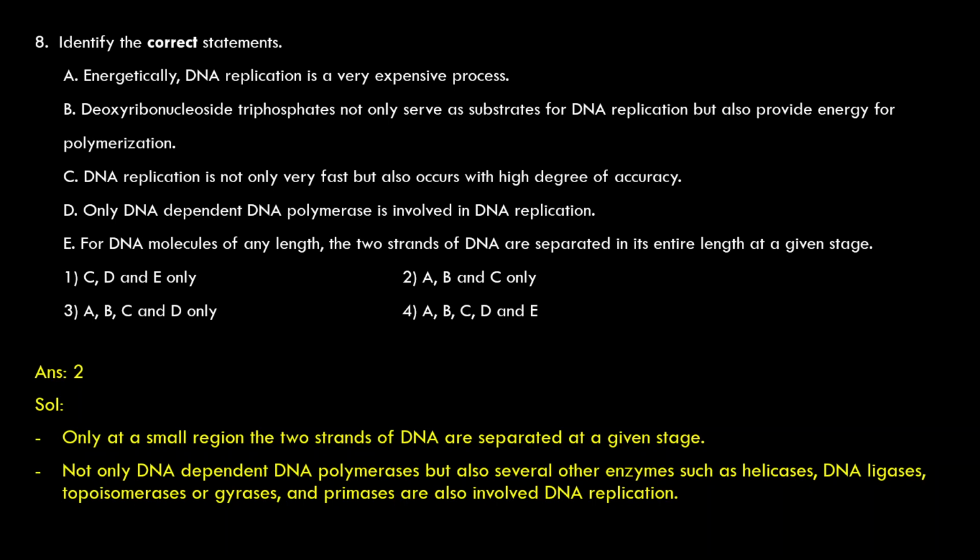For DNA molecules of any length, the two strands of DNA are separated in their entire length at a given stage. No, only a part of the DNA is separated, not the entire length at a given stage. It goes on being gradually separated. On one side there is replication, on the other side separation takes place. So E is also wrong. A, B and C are correct. The second option must be the correct one. So only at a small region are the two strands of DNA separated at a given stage. Not only DNA dependent DNA polymerases, but also several other enzymes such as helicases, DNA ligases, topoisomerases or gyrases, and primases are involved in DNA replication.